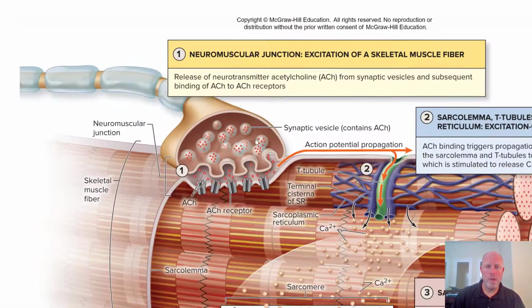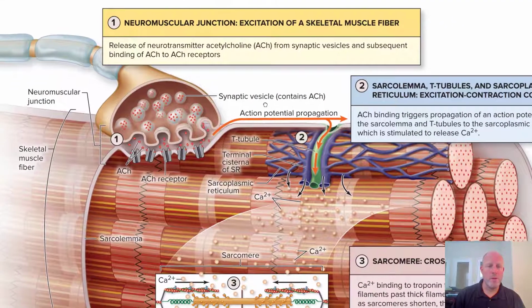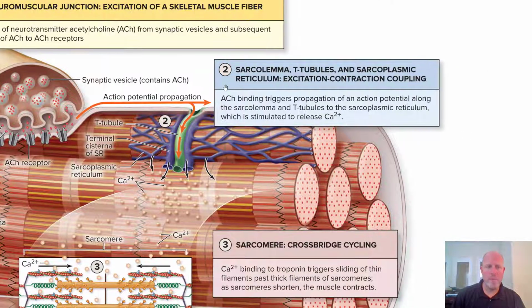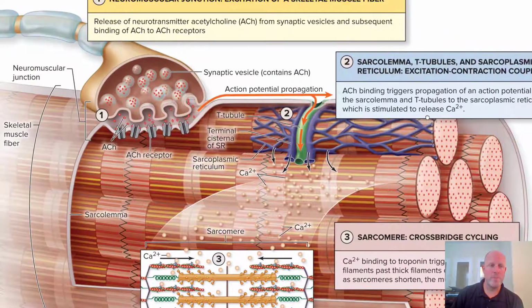So here we have our neuromuscular excitation of a skeletal muscle fiber. We have the neuromotor end plate, the neuromuscular junction here, where they connect. And we have the synaptic vesicles that contain our acetylcholine. We have this action potential propagation that occurs here, basically at this neuromuscular junction, whereby we have the sarcolemma, the T-tubules, and the sarcoplasmic reticulum, and that excitation-contraction coupling. The acetylcholine binding triggers the propagation of an action potential along the sarcolemma and T-tubules to the sarcoplasmic reticulum, which is stimulated to release calcium.